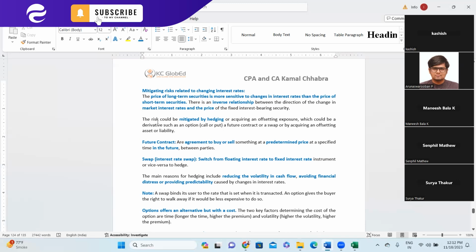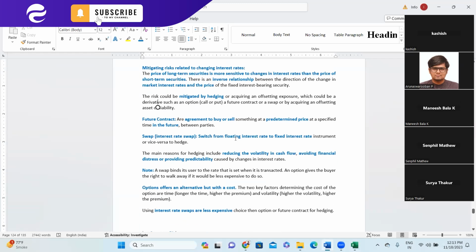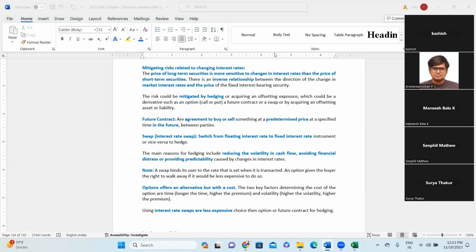The risk could be mitigated by hedging. So hedging also we have studied earlier. Hope you remember what is hedging. Hedge is being used to mitigate the risk. And what all types of risk are being mitigated by hedging? It can be interest rate risk, it can be cash flow risk, or it can be currency risk, right? So the risk could be mitigated by hedging for acquiring offsetting exposure. Offsetting exposure means if you have a buy option, then you purchase a call option. If you have a sell option, you will purchase a put option, right?